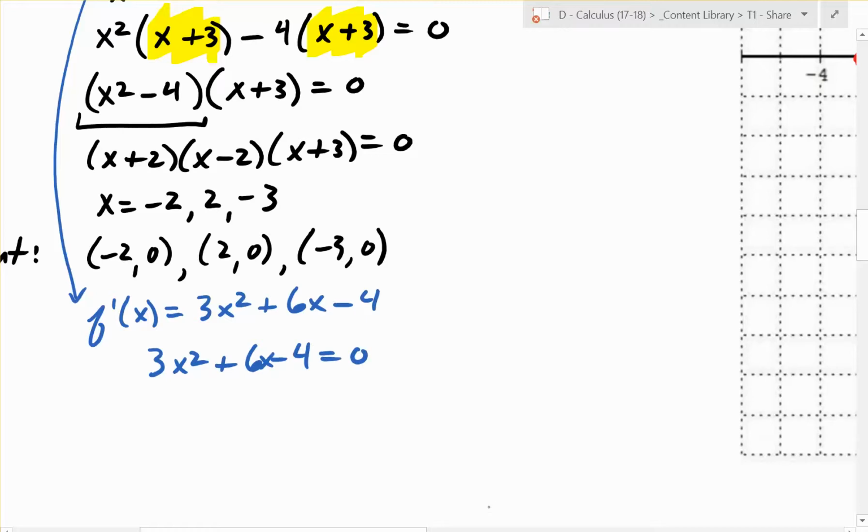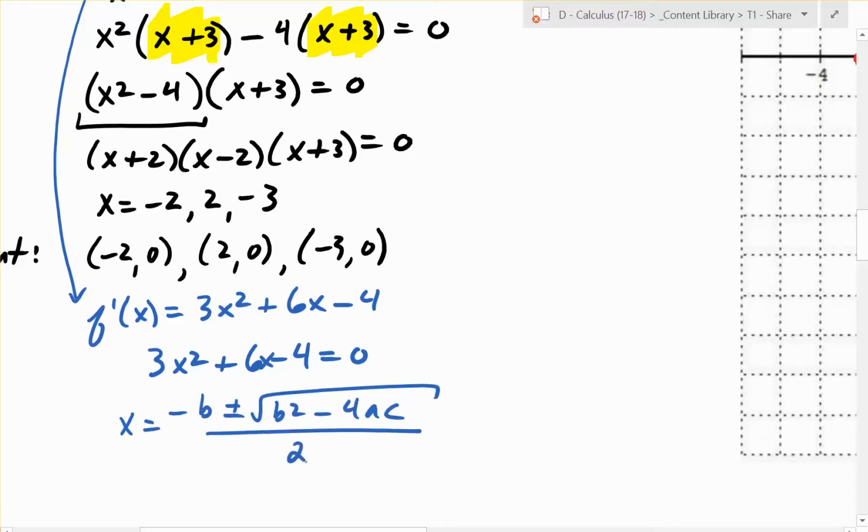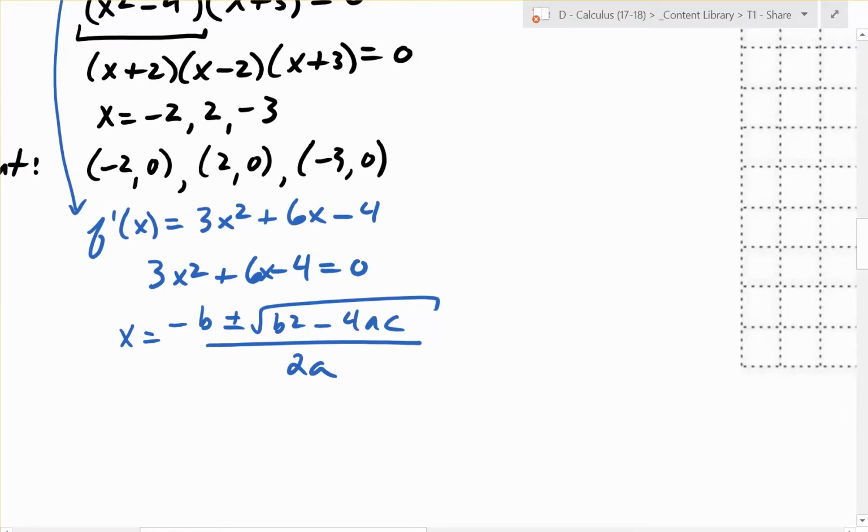This is where you hope it's nicely factorable. Unfortunately, this quadratic is not nicely factorable, so you need to use the quadratic formula, which is x equals negative b plus or minus the square root of b squared minus 4ac all over 2a. You have to remember that. This thing here is called the discriminant, so find that first. And in this case, here's our a value right there, here's our b value, and there's our c value of negative 4.